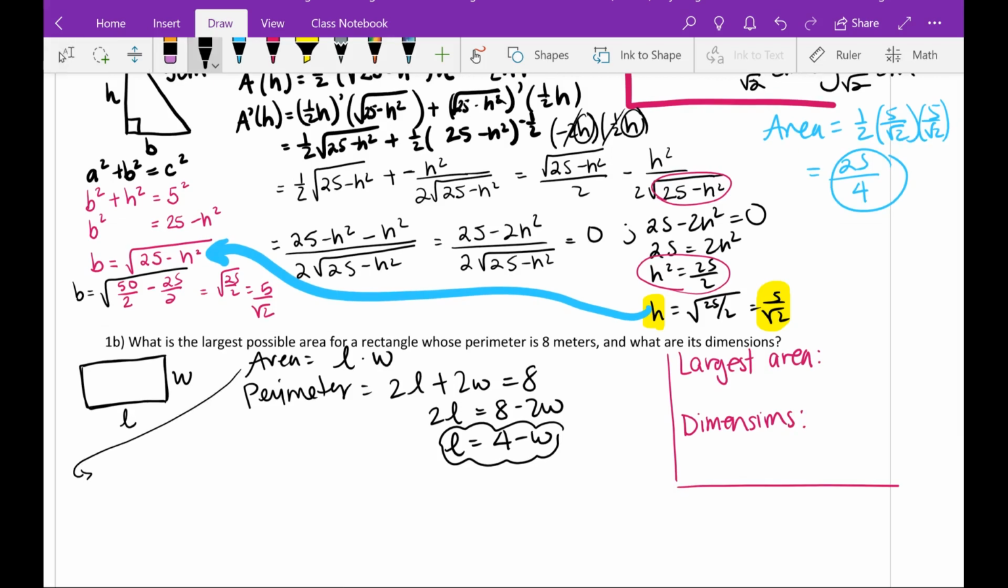So what you want to do next is rewrite the area in terms of whatever variable you want to work with. Well, since I solved for L, this is the area in terms of its width. So I'm taking out the L and substituting it with 4 minus W. You don't have to make it pretty, but I will because I know I'm about to take the derivative. The derivative of A, which is area, with respect to W is 4 minus 2W, and I want to set it equal to 0 because I want to find the min and the max.